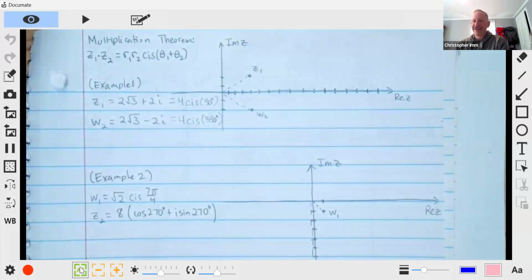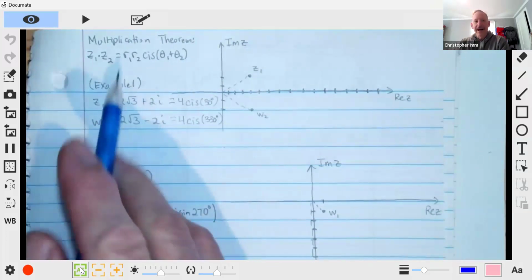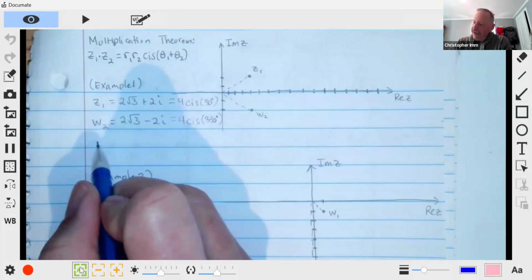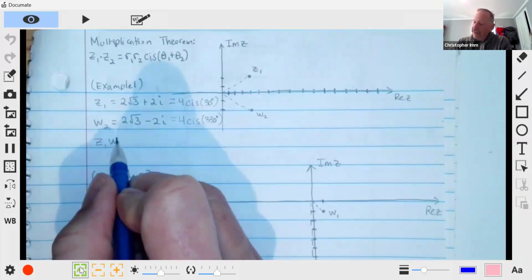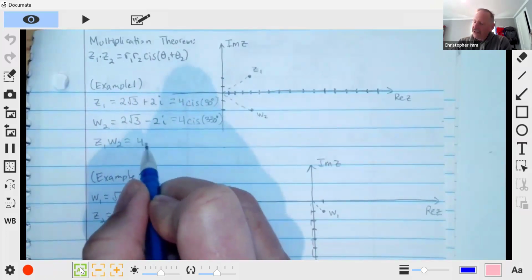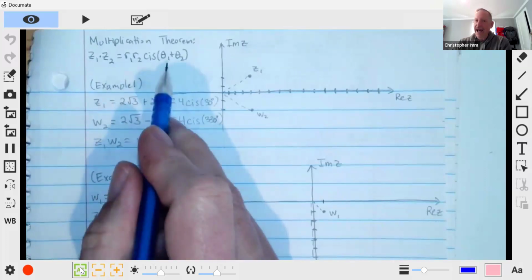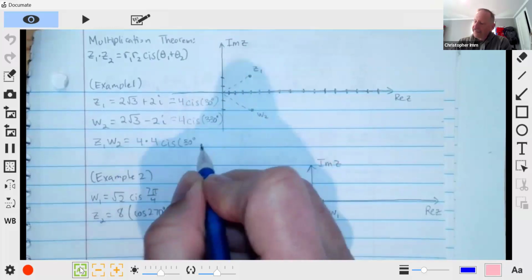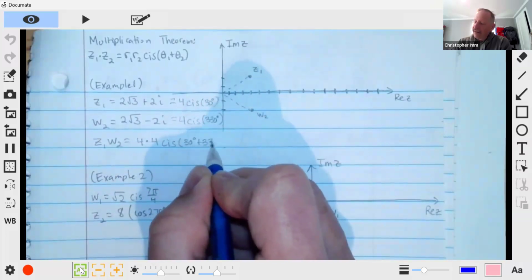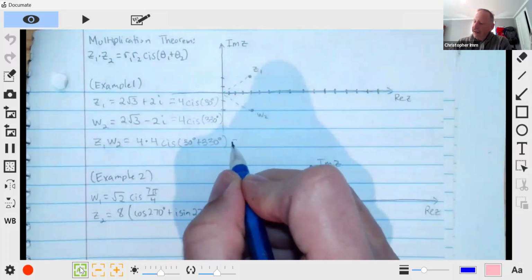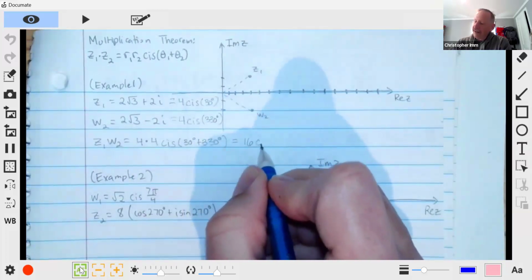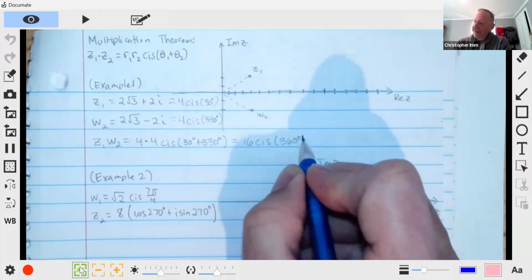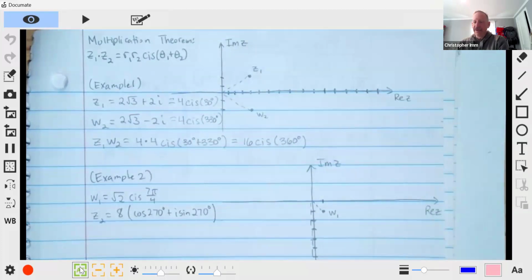So if I can convert those into trig form, look how easy it is. I multiply those together by taking the product of their moduli. So z1 times w2 is equal to the product of those moduli. And then I just add their angles together. So I have cis of 30 degrees plus 330. And I get 4 times 4 is 16. I get 30 plus 330 is 360 degrees. So that is going to be my number in trig form.